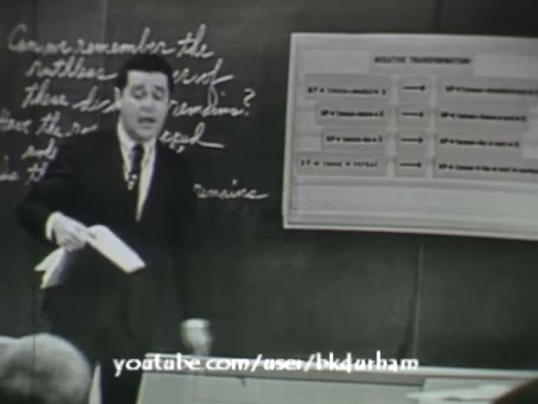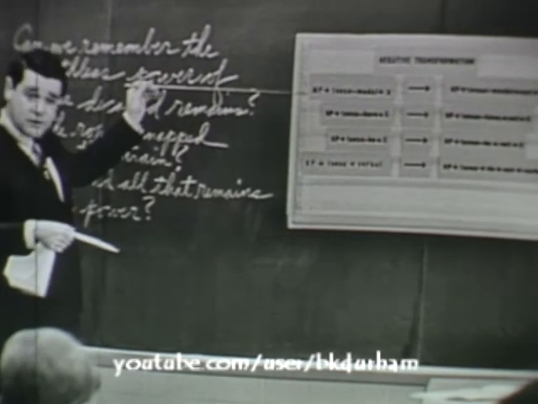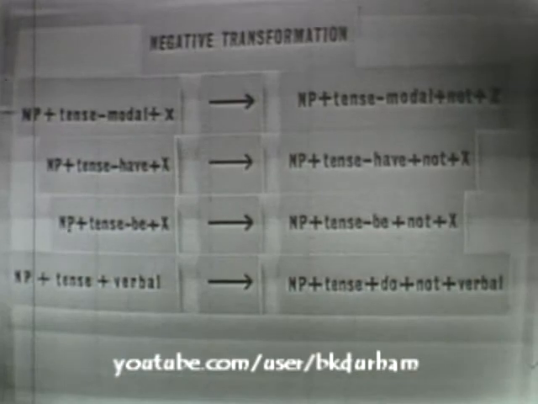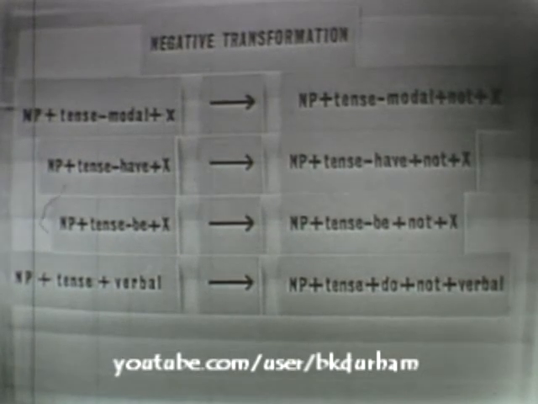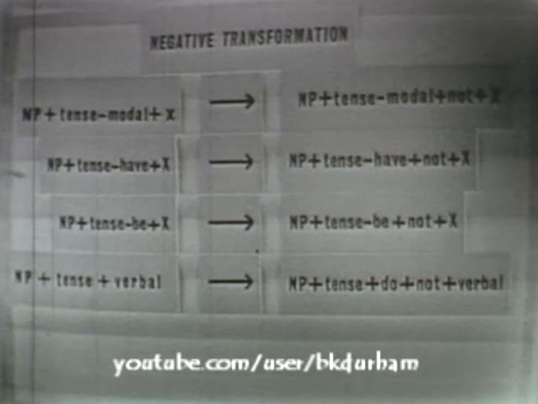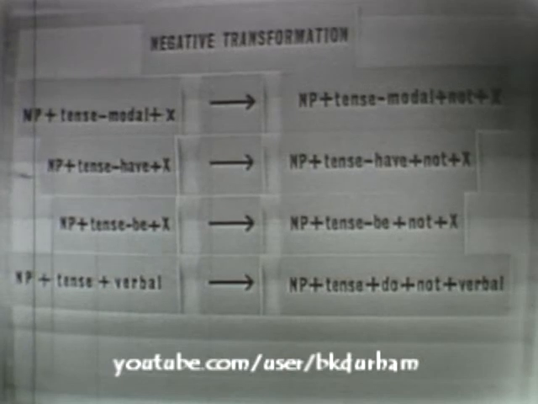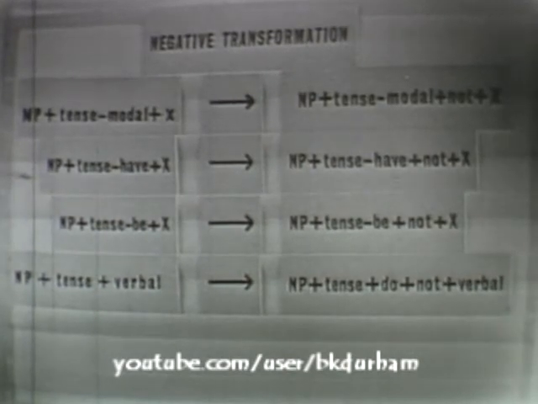All right. Kathy, would you please read this first line for us? NP plus tense modal plus X becomes NP plus tense modal plus not plus X. All right. And Beth, would you look carefully at the second line, please, and read it? NP plus tense have plus X becomes NP plus tense have plus not plus X.